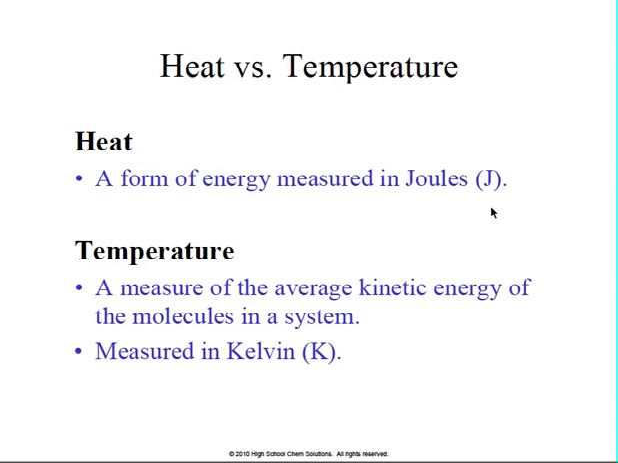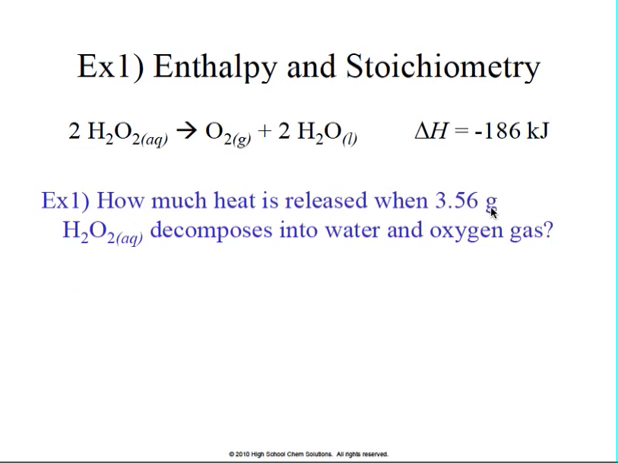Okay, so let's take a look at enthalpy and stoichiometry. We can use stoichiometry to do enthalpy problems. So for example, in this reaction, we have 2 moles of hydrogen peroxide, H2O2. It's going to break down into oxygen plus 2 moles of water. Now, the enthalpy of that is negative 186 kilojoules, which means this process is exothermic. Now, this is negative 186 kilojoules per mole of the H2O2. So 2 moles of H2O2 will produce this much energy.